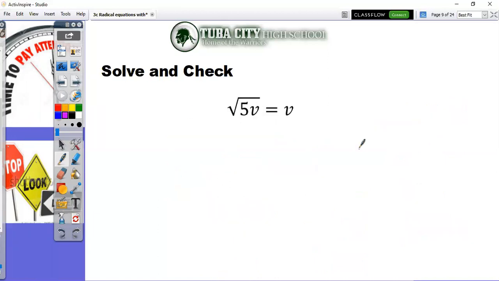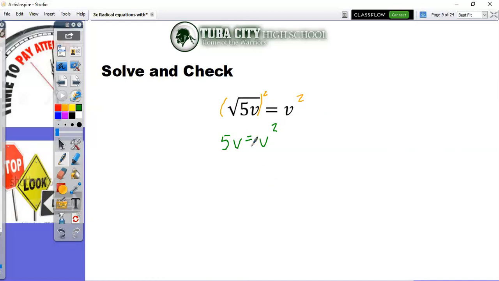Let's try an easier one. So here I have root 5v equals v. Okay, so not a particularly tough one. So I'm going to go ahead and square both sides. By squaring both sides, the radical will disappear. And here I have v squared. All right, now I end up with a v on both sides.